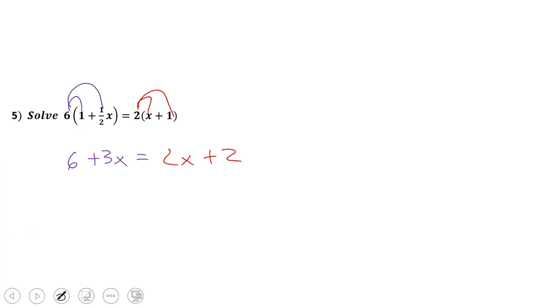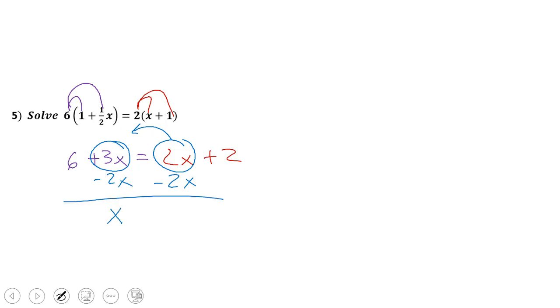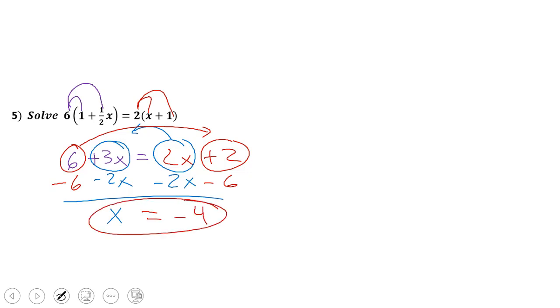Now we take a look. We're going to combine like terms. We have a positive 3x, a positive 2x. Most people like to move the variable to the left. So I'm going to move the 2x to the other side by subtracting 2x, and I'm going to get x. And then we have one more to do. We have the 6 that we're going to combine with the 2, so we're going to subtract 6 from both sides, and we have x is now equal to negative 4. Nothing left to do. We're done.